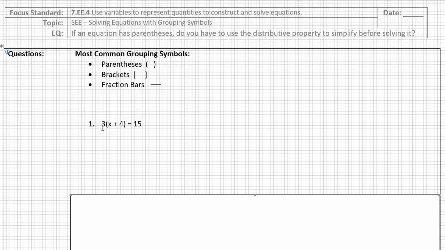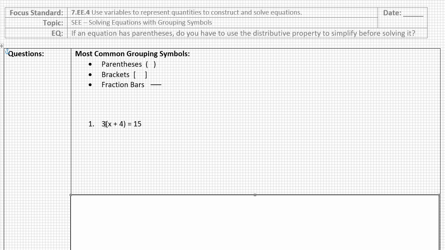We have the equation 3 times the quantity x plus 4 is equal to 15. Now, using what we learned in simplifying expressions, many of us might be tempted to take this 3 and start distributing it, multiplying it by each term inside of the parentheses. That is excellent if you're trying to simplify and combine like terms, but my question, going back to our essential question, is, do I have to use that distributive property first in this equation, or is there another step I can do to solve it?